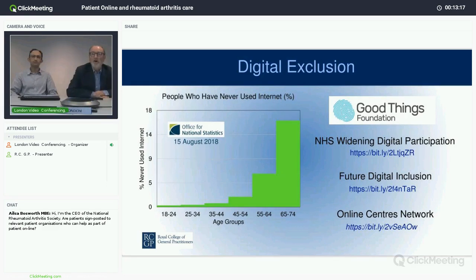There are lots of online training centres around the country, and the link there takes you to a page where you can search for local training courses, training organisations within your own locality to see where you can refer patients to if they want to use patient online but feel they don't have the internet skills to do so.